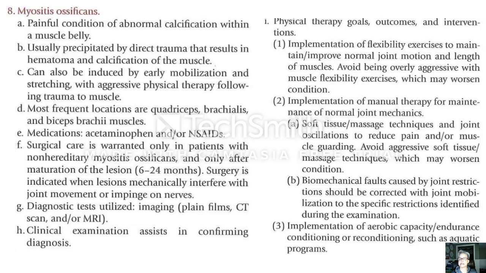Physical therapy goals, outcomes, and interventions include flexibility exercises. Avoid being overly aggressive with muscle flexibility exercises, which may worsen the condition. Manual therapy for maintenance of normal joint mechanics. Avoid aggressive soft tissue massage techniques, which may worsen condition. Biomechanical faults caused by joint restrictions. Aerobic capacity, endurance conditioning, or reconditioning, such as aquatic programs.